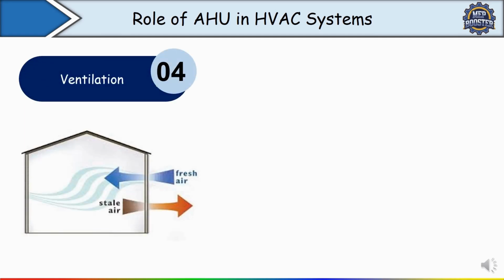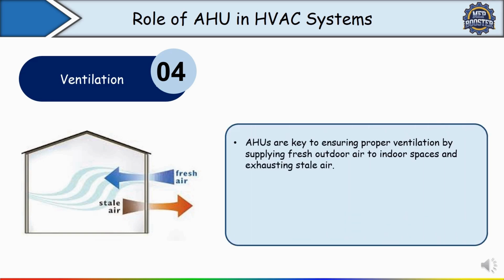Now the next one is ventilation. What is ventilation? First try to understand. AHUs are key to ensuring proper ventilation by supplying fresh outdoor air to indoor spaces and exhausting stale air. Ventilation means, already I have told you, AHU introduces fresh outdoor air into the building to replace stale indoor air, preventing the buildup of carbon dioxide and other harmful gases.